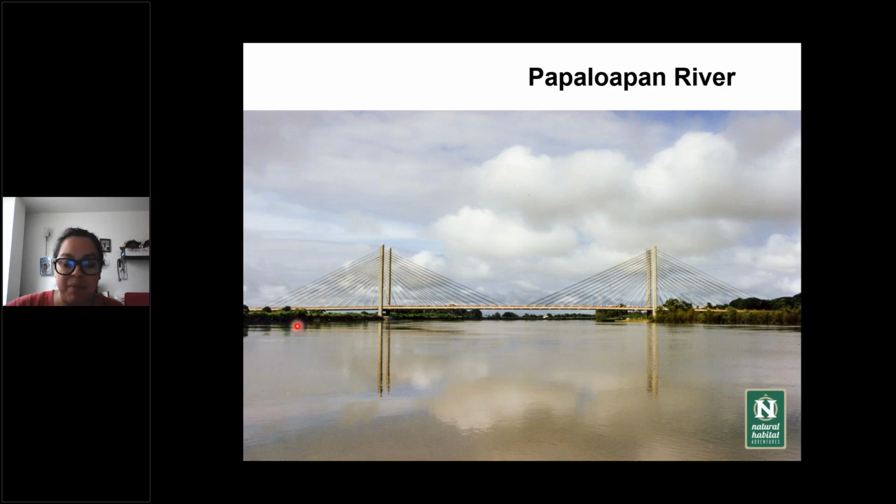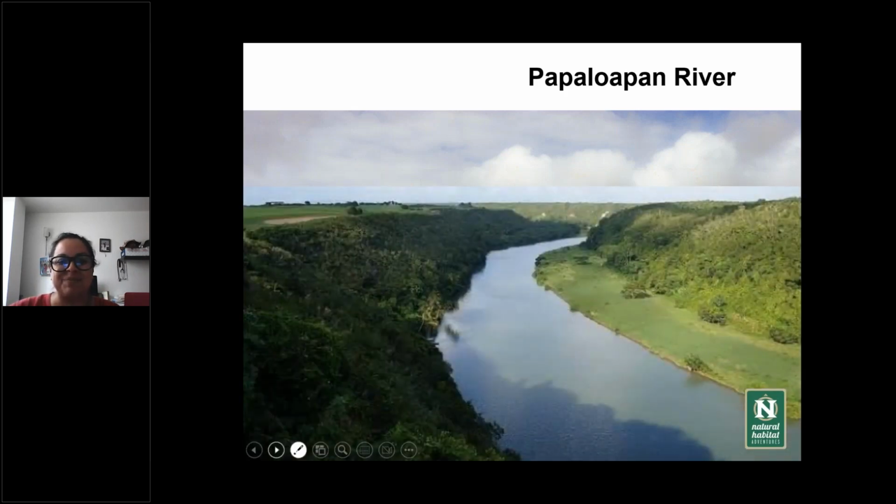I remember passing by this on this bridge, and it was just amazing. I don't have words to describe it, because of the amount of water and the beauty of the place. The name Papaloapan means river of butterflies, and on the sides of the river you can see thousands of butterflies of every color flying around. It's something really, really beautiful.